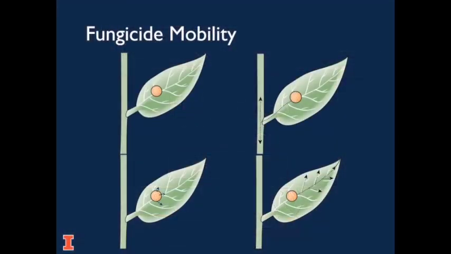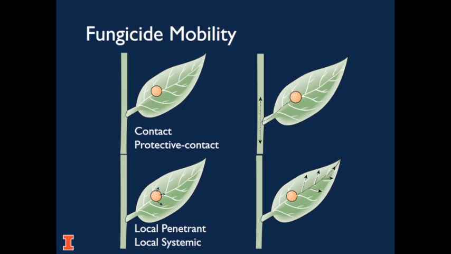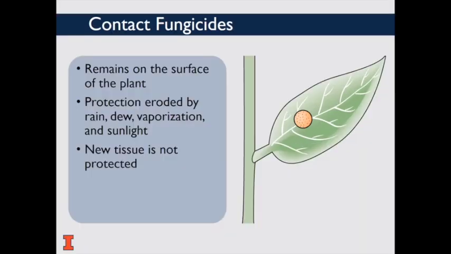Many terms are used to describe the mobility of fungicides. Examples include contact, protective contact, local penetrant, local systemic, translocated, eradicant, and curative. Protective contact fungicides do not enter the plant, but rather remain on the surface of the foliage, protecting it from infection for some period of time.